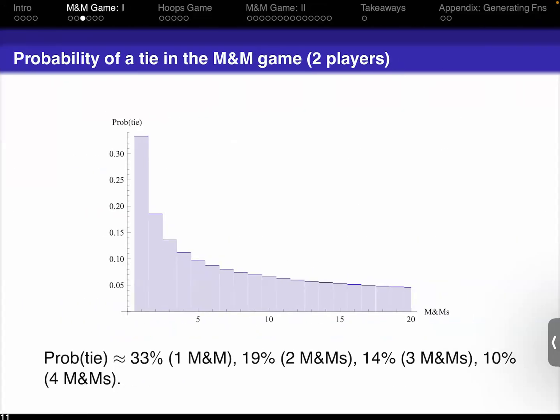So here are the results of playing the game, or doing the theoretical calculation. With 1 M&M, there's a 33% chance of a tie, 2 M&Ms, 19% roughly, 3 M&Ms, 14%, and I went all the way up to 20. Is anybody able to look at this and predict what's going to happen in the future?